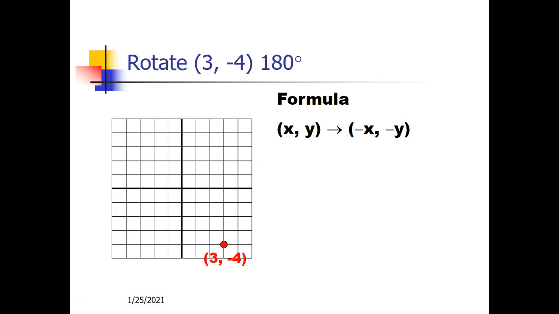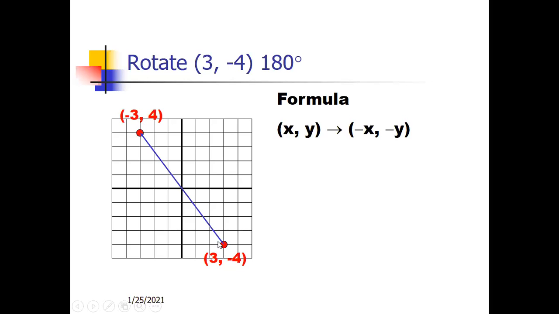Bolina, yes, Miss. Could you please answer this question? Rotate 3 and negative 4, 180 degrees. Okay. It will be changed to negative 3 and 4. Yeah, so it will be negative 3 and 4. Right. So the point here was 3 and negative 4, and you want to rotate it 180 degrees.